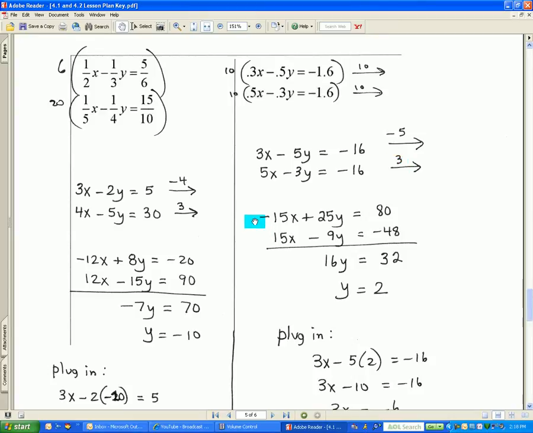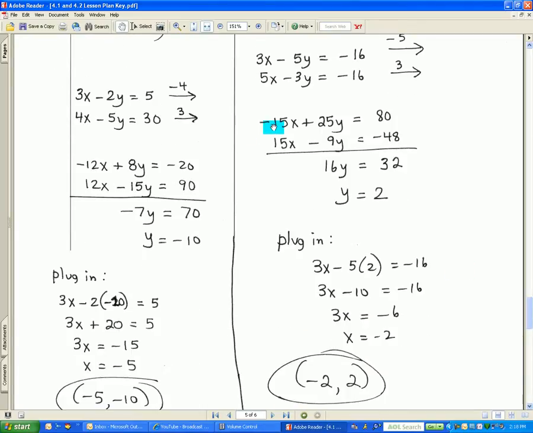The top equation becomes negative 15x plus 25y equals 80. The bottom equation becomes 15x minus 9y equals negative 48. When I collect like terms, I eliminate, not really collecting like terms, but when I add together both sides of the equation to get an equivalent equation, I get 16y equals 32. When I divide by 16, y is 2.